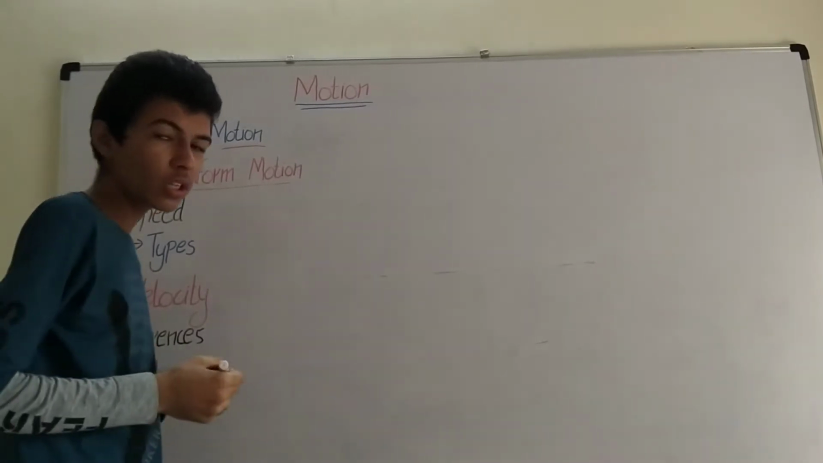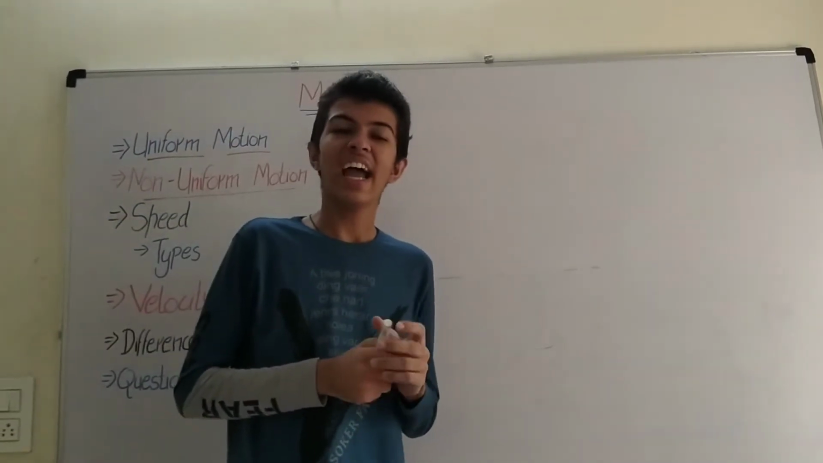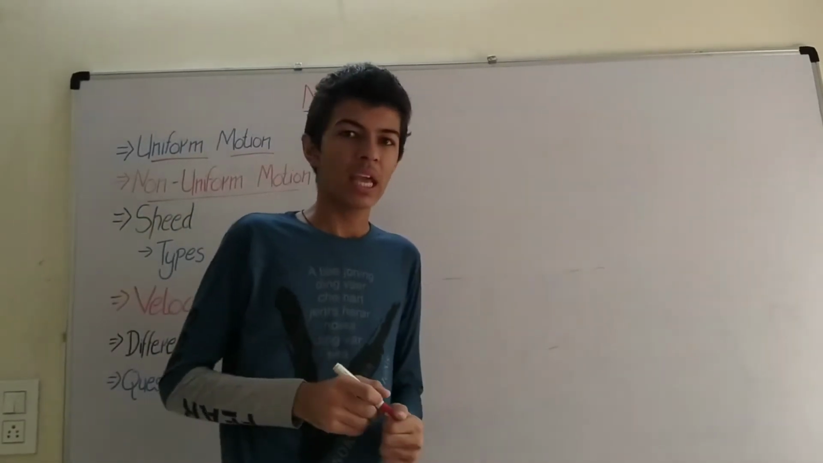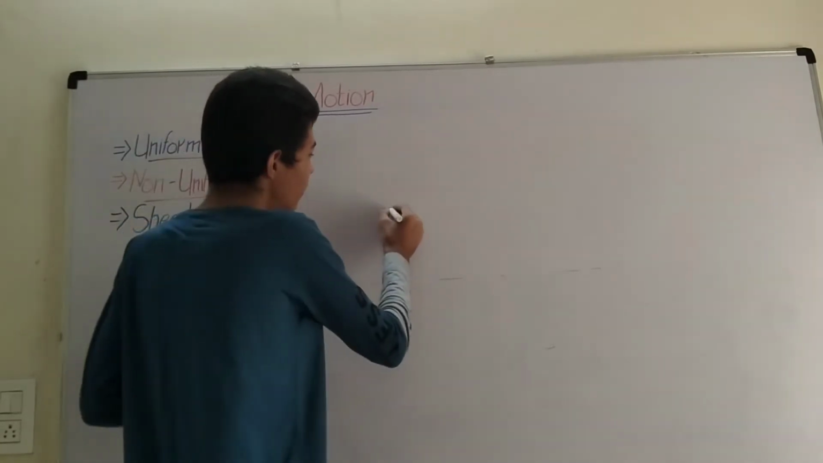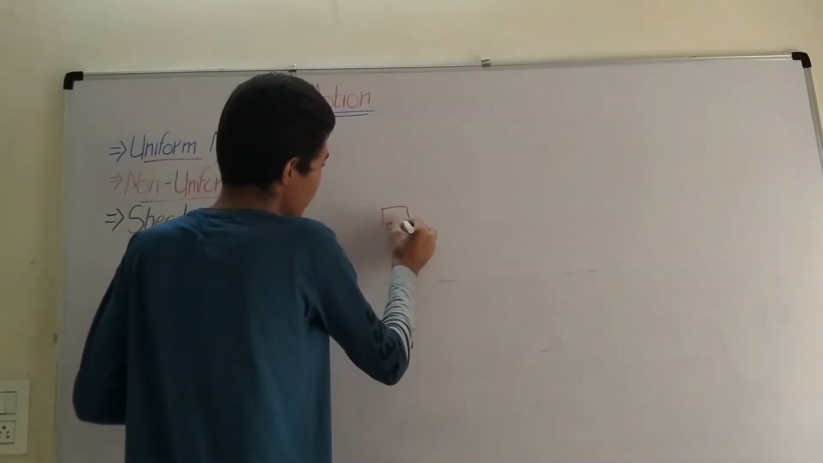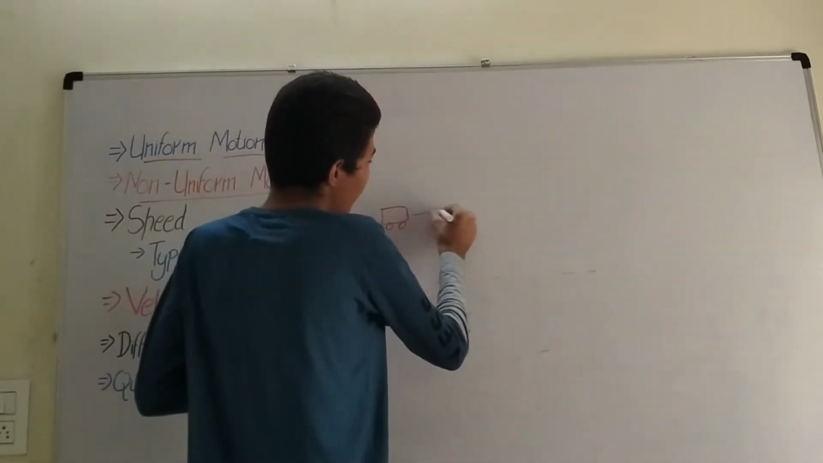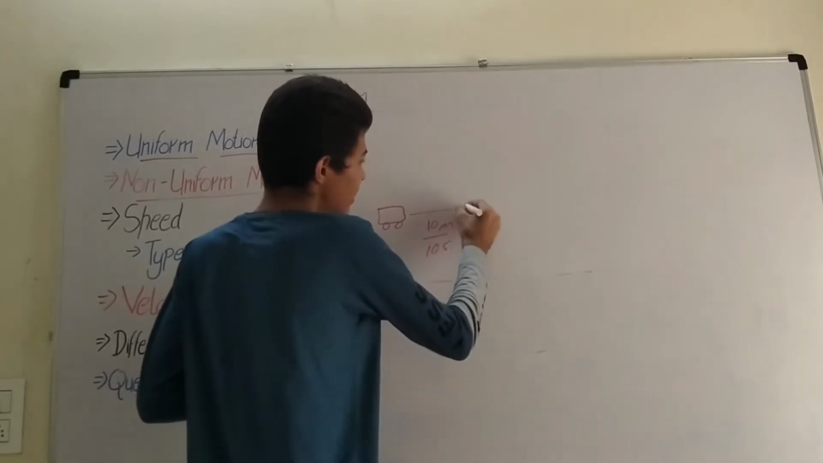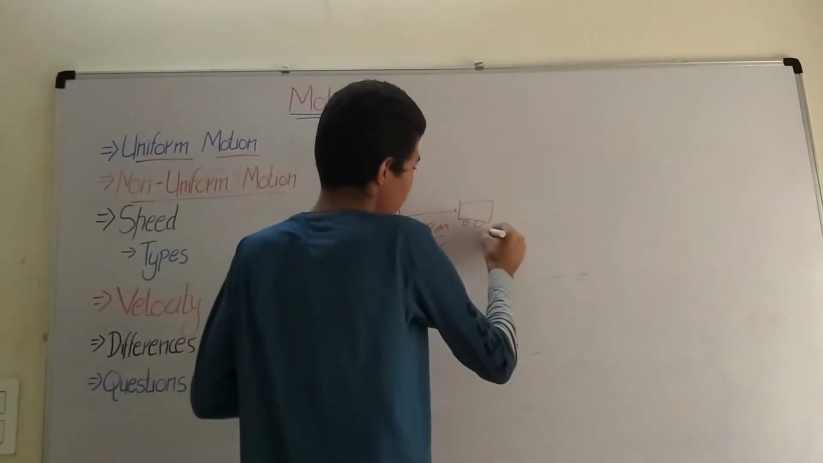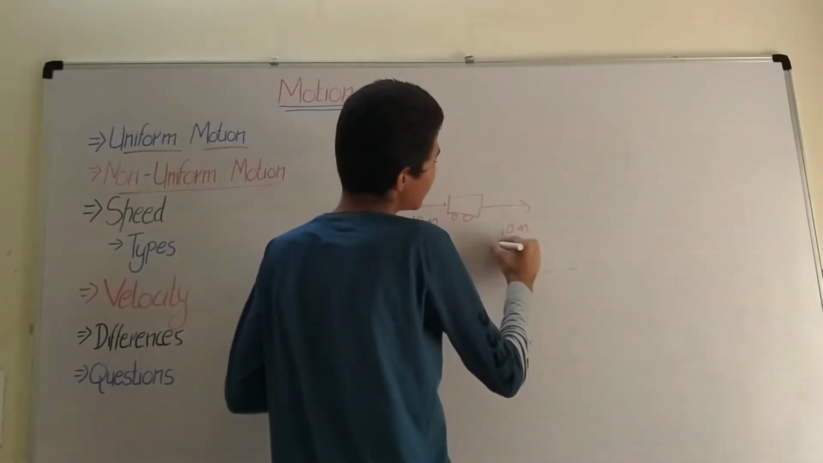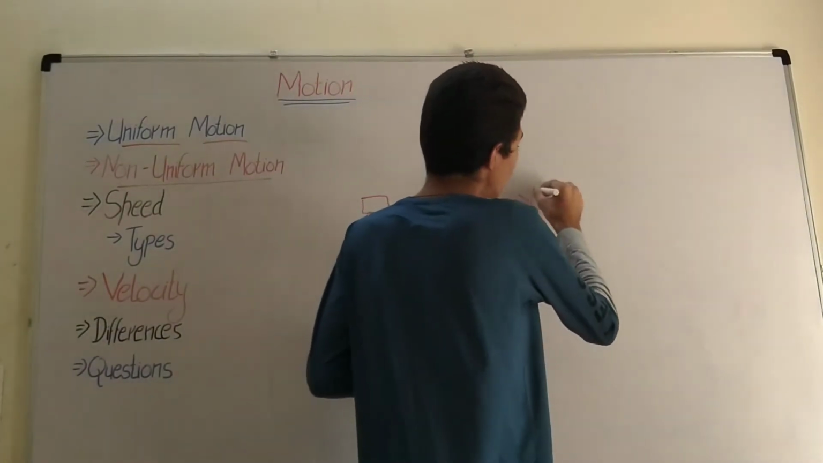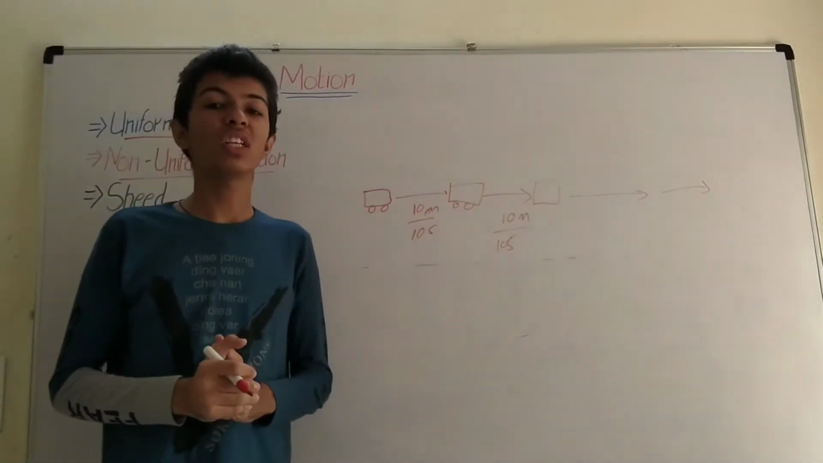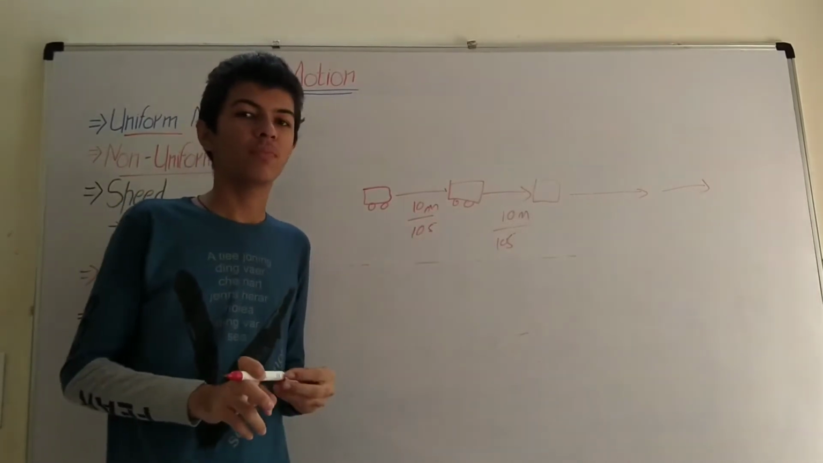So what is uniform motion? Uniform motion is defined as an object traveling equal intervals of distance in equal intervals of time. Let's take a car traveling 10 meters in 10 seconds, and after that it again moves 10 meters in 10 seconds, and it is going to do this forever. This type of motion is known as uniform motion.